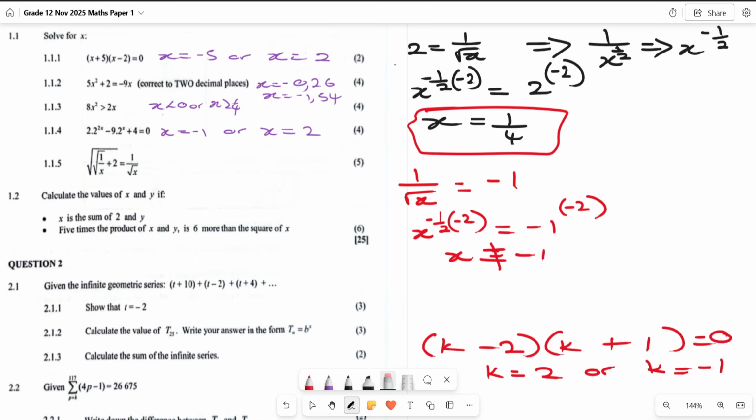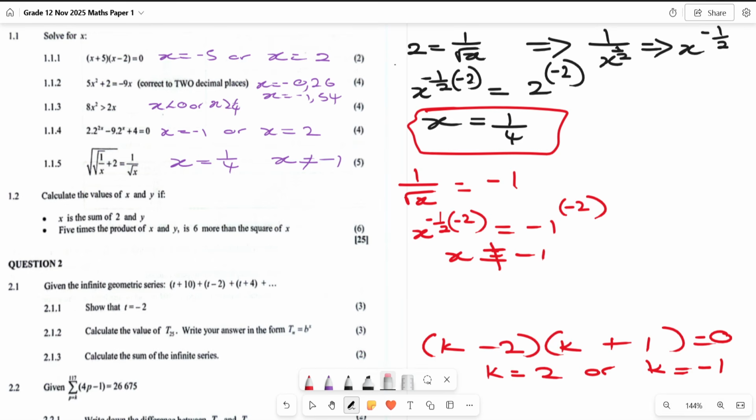So for this question here, our answer was only x, and what was it? Okay, now I'm writing in a different color. So this one here, x was only equal to 1 over 4, and x was not equal to minus 1. Right, to my favorite question.